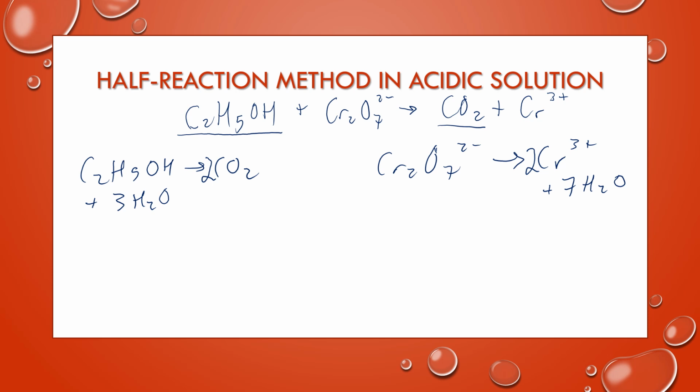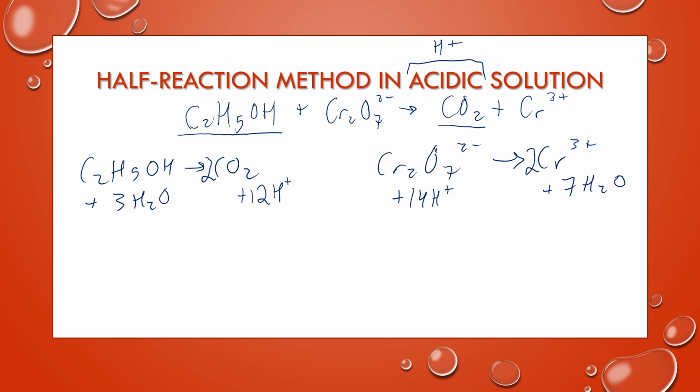The next step is to balance the hydrogens using hydrogen ions. Because it's an acidic solution, you're going to assume that you've got excess hydrogen ions. So on the reactant side here, I have 6 plus 6, that's 12 hydrogens. So I'm going to add in 12 hydrogen ions on the product side. On the other half reaction, I have 14 hydrogens. So I'm going to add in 14 hydrogen ions on the reactant side.